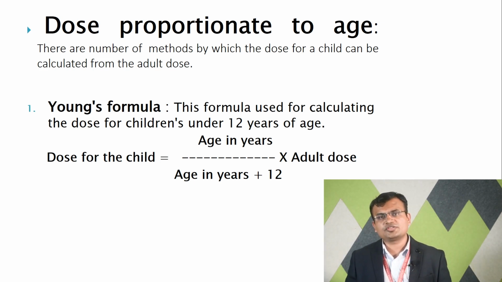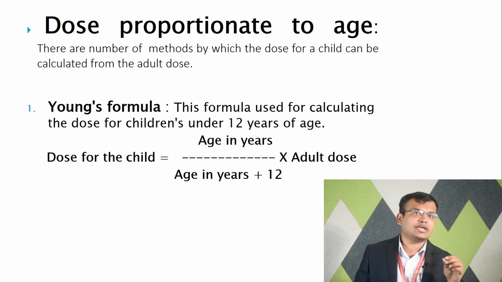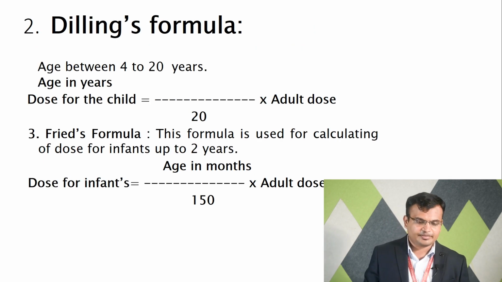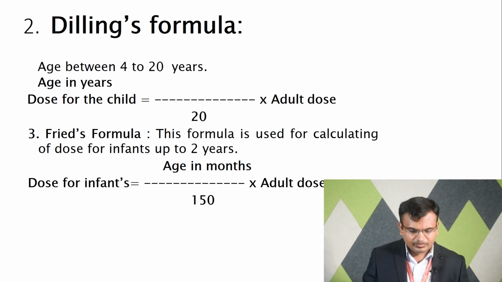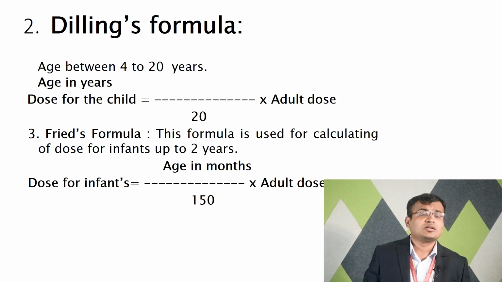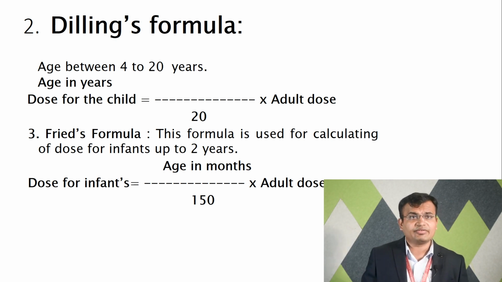So for this purpose you should be thorough with the adult dose, and you should know the age of that particular child. If you are thorough with the age of the particular child, then definitely the dose for the children can be calculated. There are other formulas for the age between 4 to 12. This is called Dilling's formula. If a child is between the age 4 to 20, we can call it a child or even an adult also.